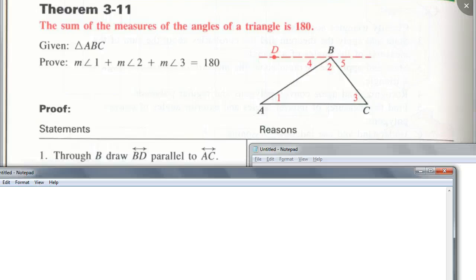By the way, what allows us to do this? Because you can't just draw any random line. You have to have some sort of reason for it. Can somebody think back to what we did last time? Who remembers what might be the reason? What allows us to draw this line BD? You could even look at the notes from last time. Samantha, what do you think?